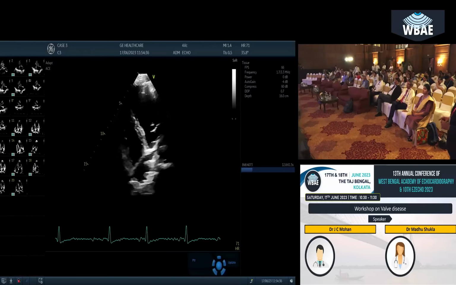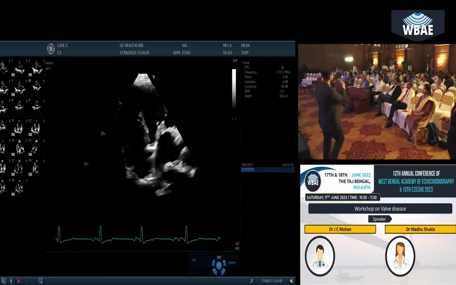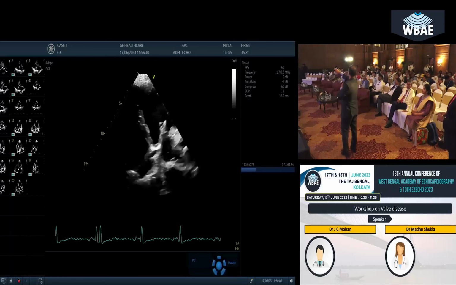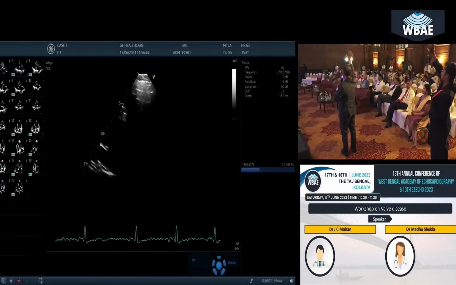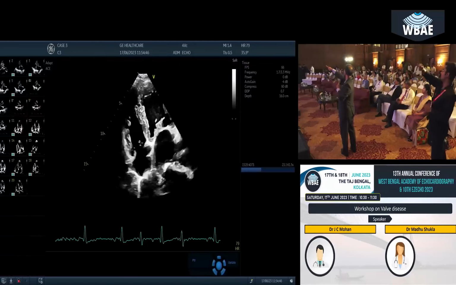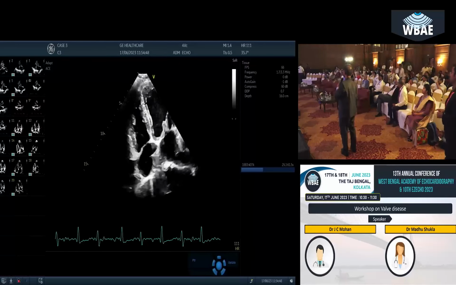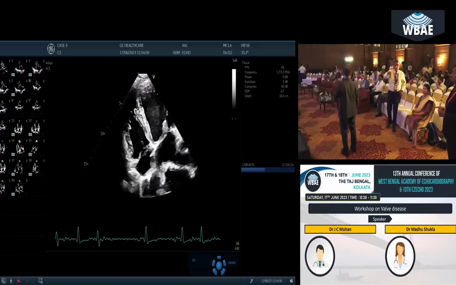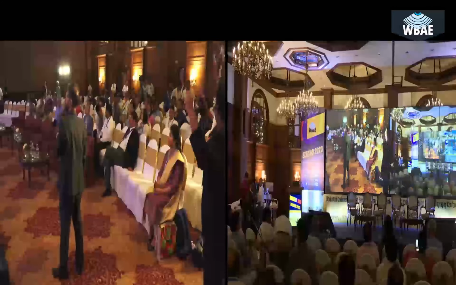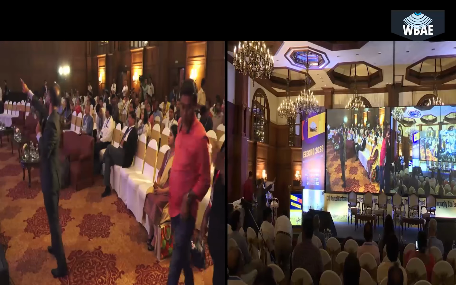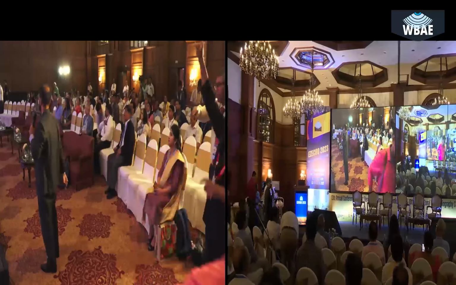Can we lighten the apex? Yeah, can you show there on that side? I don't want my photograph there. Can you show the image there? Can you show Madhu's hand? Camera. No. The image should be here. She should be there.